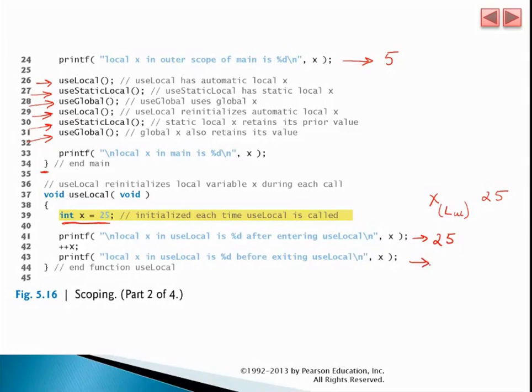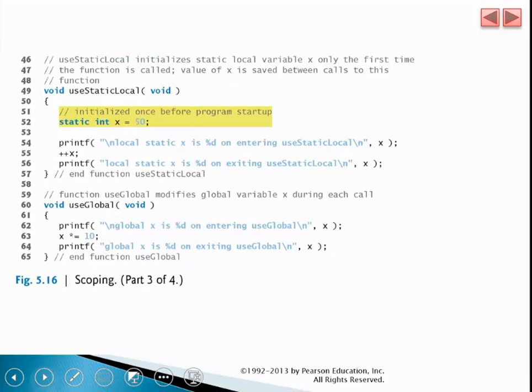What value will get printed here? 26. Okay, so when we call this for the first time, 25 will get printed, then 26 will get printed. Any confusion here? No. I think. Okay, now let's call static local.